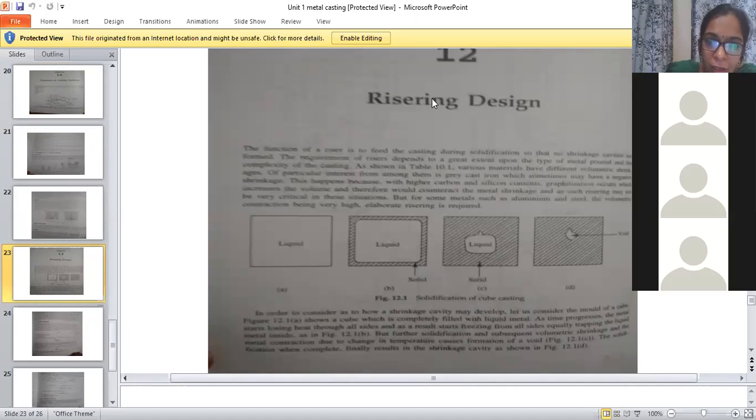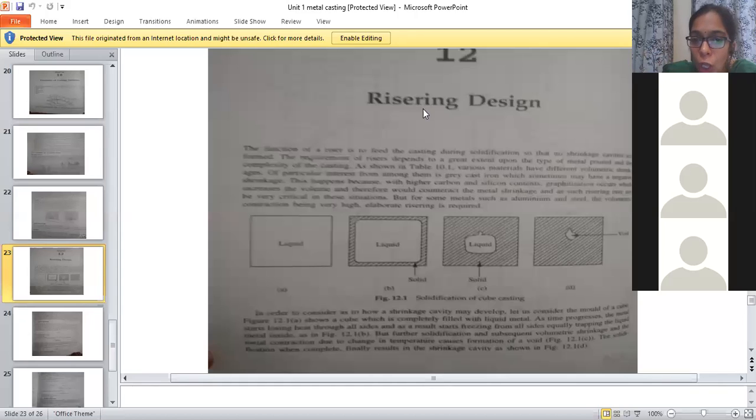What is riser? Please make a note of it. You will get a gunshot question. Your question paper will not be there without this. What is directional solidification? What is the purpose of riser? Riser is the one which will compensate the volume, right?